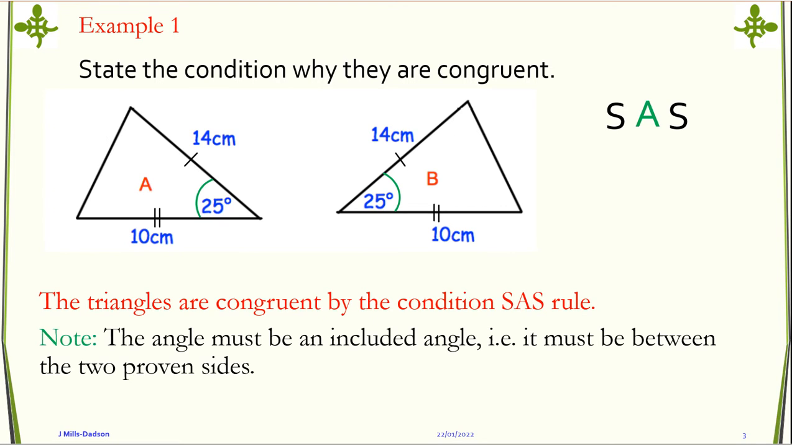And note that for you to prove using side angle side, the angle must be an included angle. That is, they must be between the two proving sides. The angle must be an included angle. They must be between two proving sides, or the two proving sides should form that particular angle.